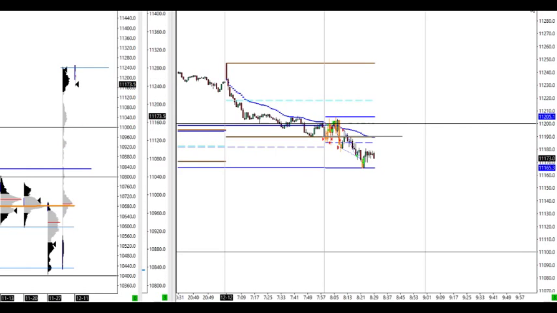You can see here on the weekly profile how nicely we tagged previous week's high and failed here. So we need to see if we move towards 11,000 this week and we balance around this area perhaps.